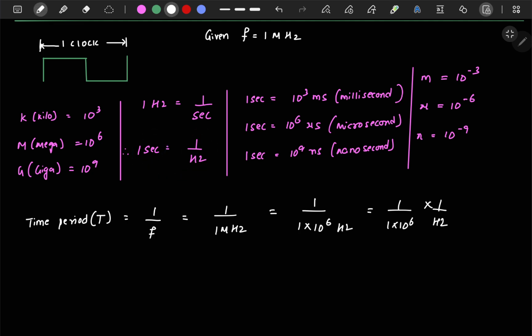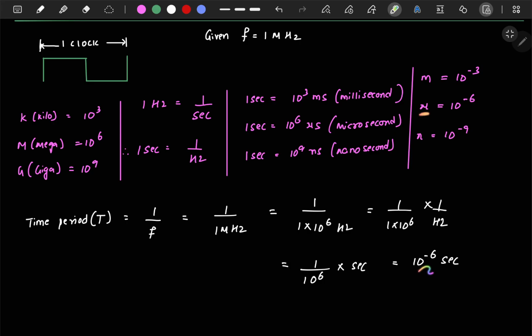So how can I write this? I can write it like this: 1 upon 1 into 10 raised to power 6 into this part will become second. Now I will take this as 10 raised to power minus 6 second, after solving it. Now you observe carefully, 10 raised to power minus 6 seconds, that is the time period we got here. Right? Now this 10 raised to power minus 6 is what? Can you see? That is u.